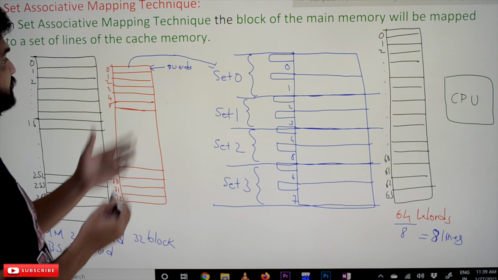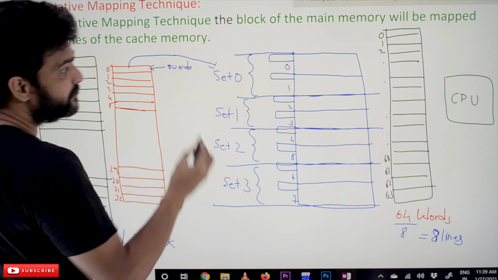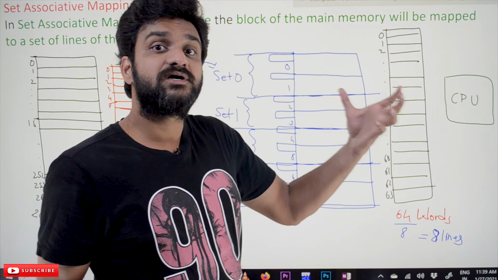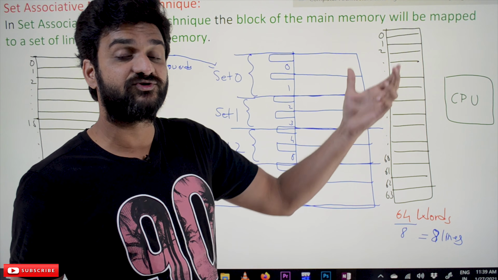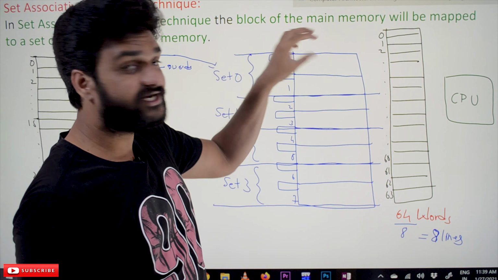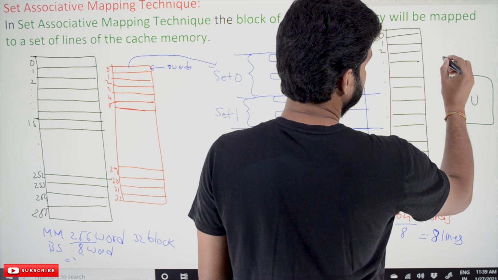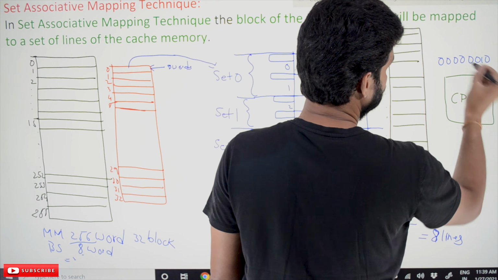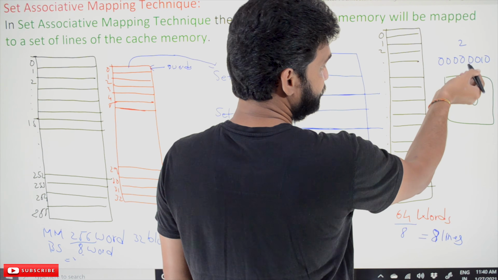Whenever we want to transfer the 0th block, assume that this 0th block is mapped to set 0, and we can transfer it to any of the lines. Now, how will the address generated by the CPU be used so that we can say whether the given content is present in the cache memory or not? For example, the CPU is generating an address like this: 00000010. The decimal equivalent of this is 2.